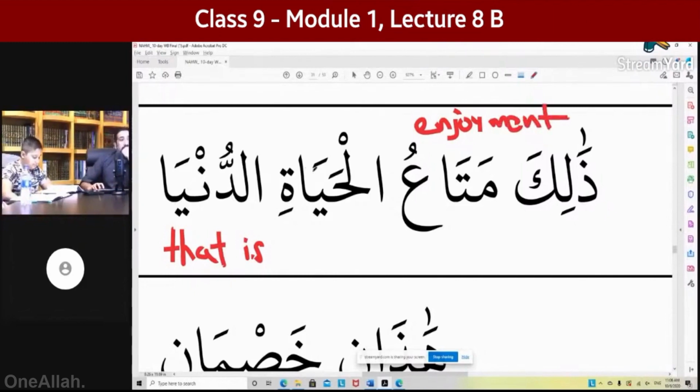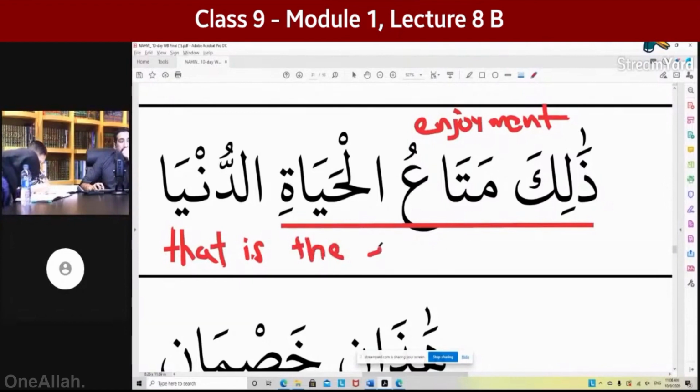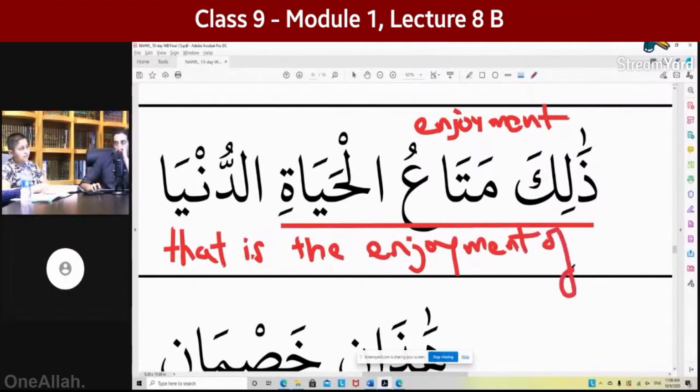Enjoyment. And al-hayati, life. How do you translate dhalika mata'ul hayati? That is enjoyment of life. That is the enjoyment. Don't translate life yet. Enjoyment of. That is the enjoyment of.